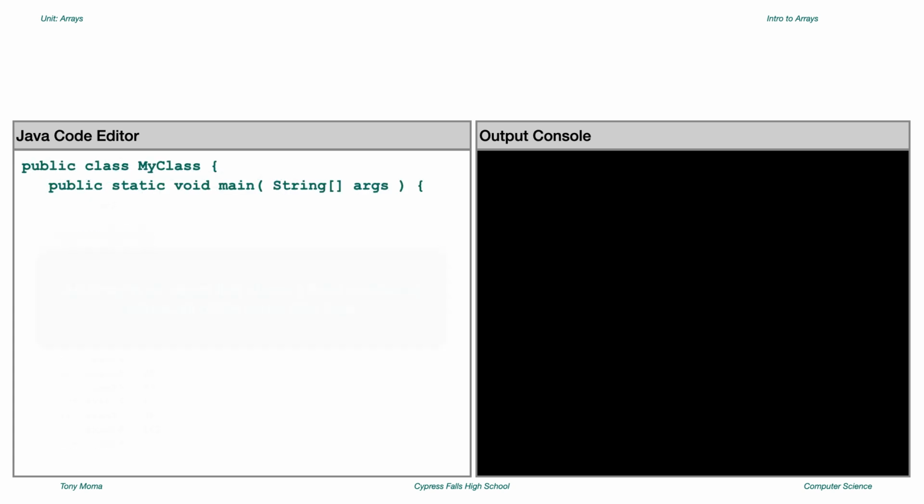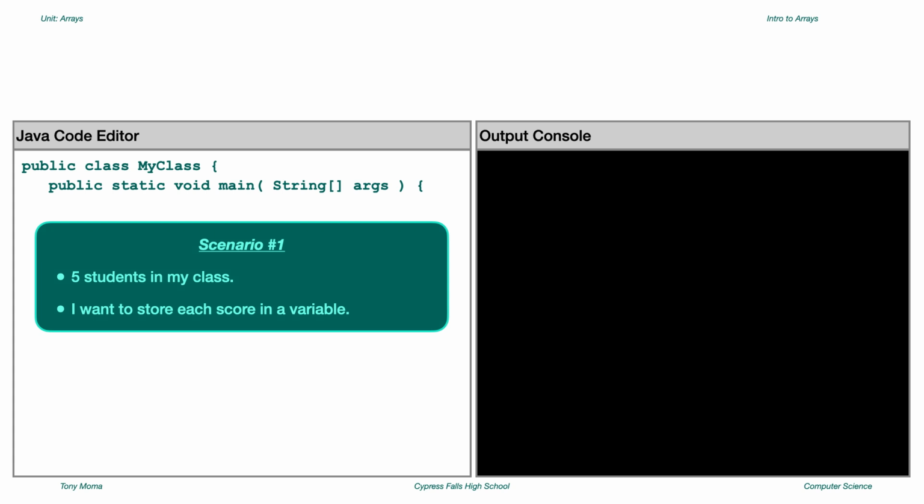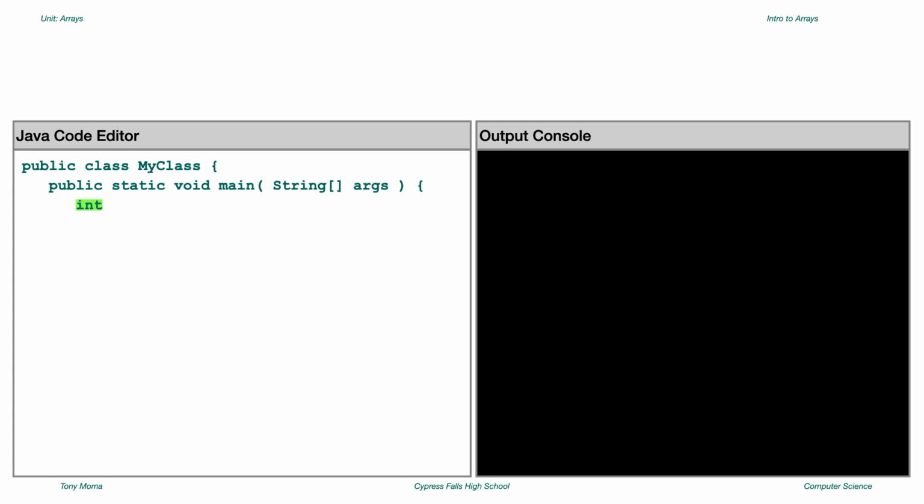That being said, let's go back to scenario 1, where we had 5 students in the class and we wanted each of their scores stored inside of a variable. Rather than declare 5 separate integer variables to store each score, we're going to declare one array. Now, how do we do that? Well, the first thing we need to decide is what type of array we want. Since our array is going to store exam scores, that means we want an integer array.